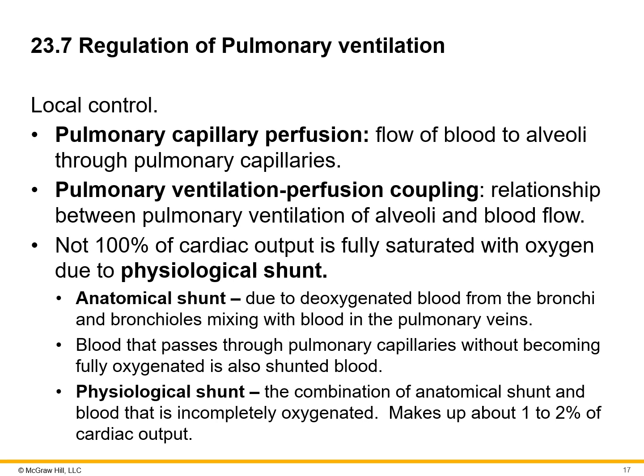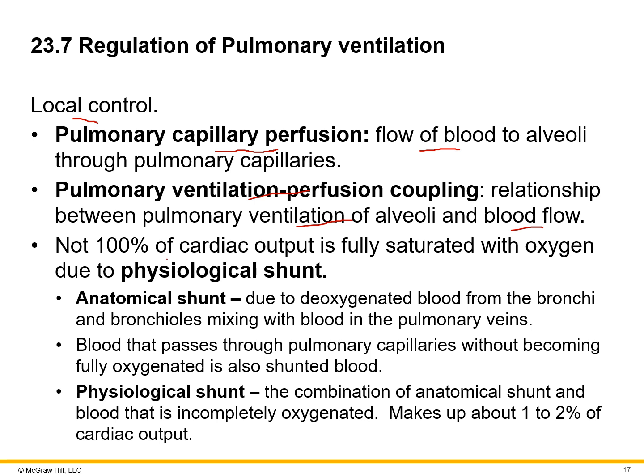All right, now how do we control our ventilation? First of all, there's a local control, so not even talking about the brain, but just some local control that happens. There's pulmonary capillary perfusion. This is the flow of blood to the alveoli through the capillaries. Then there's also what's called the pulmonary ventilation perfusion coupling, and this is the relationship between the ventilation of the alveoli and the blood flow.